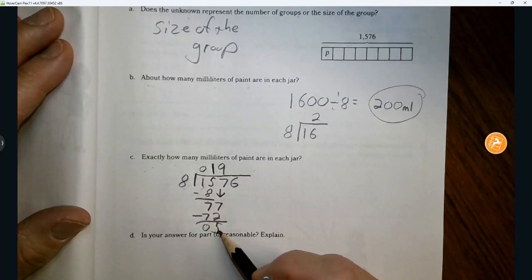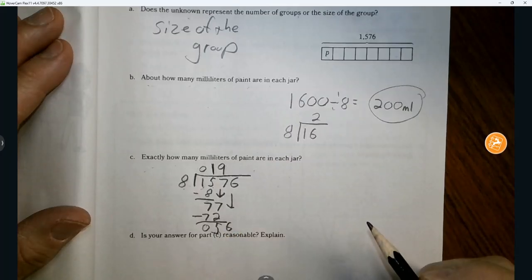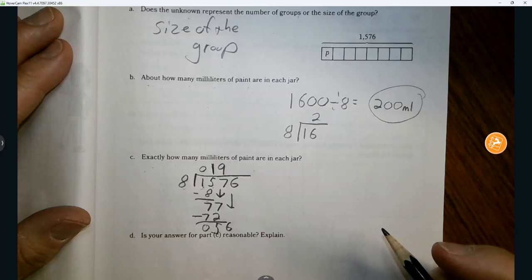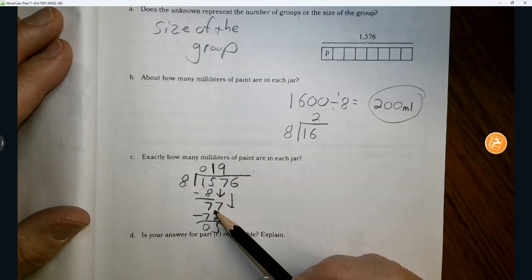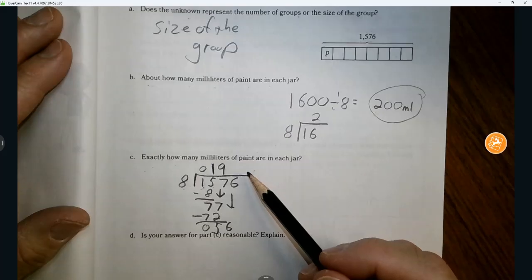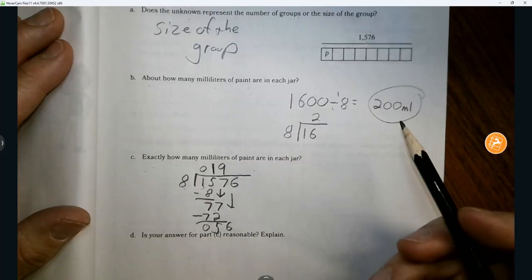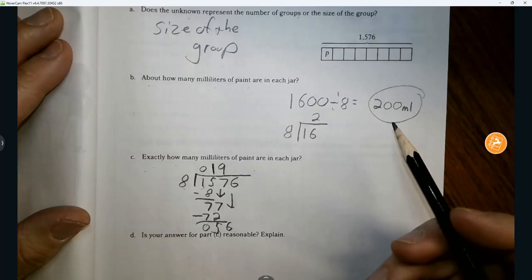So we have a 5 here. Bring this 6 down. Now we have 56. Does 8 go into 56? So we had 8 and 9 was 72. That's too big. 8 and 8, 8 times 8. What's 8 times 8? 64. So that's too big.